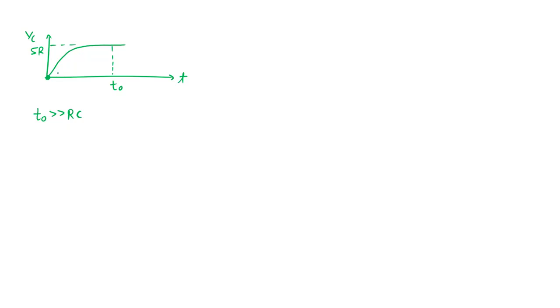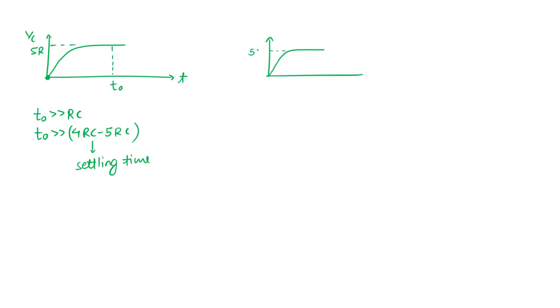So if T naught is much greater than RC, we can also say T naught is much greater than 4 or 5 RC, simply meaning 4 or 5 tau. Generally we consider this the settling time. So it means T naught is much greater than my capacitor completely settled. So for this case, what will happen? The analysis is like that. Whatever we have considered, my capacitor voltage, let's say, reaches 5 volt, or 5 R, by this T naught.